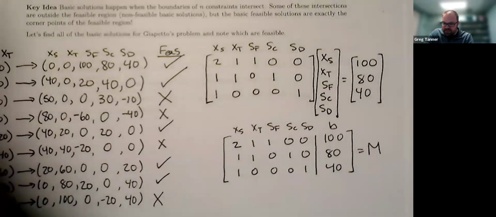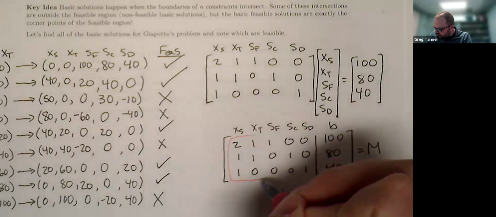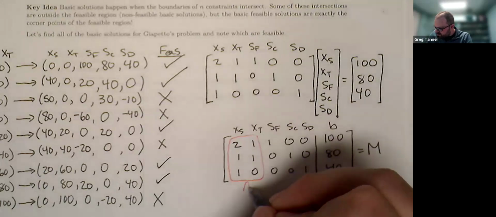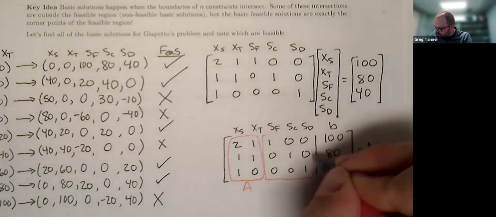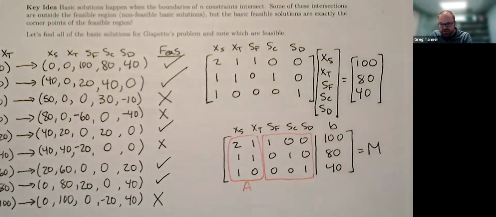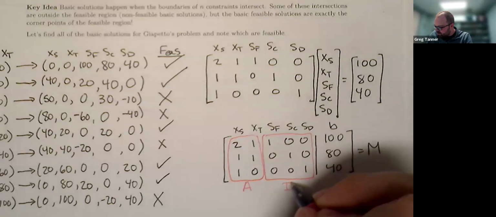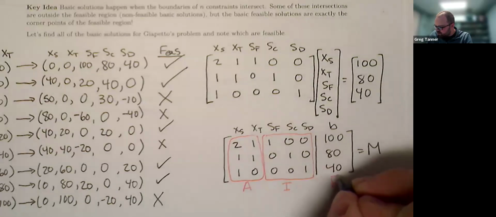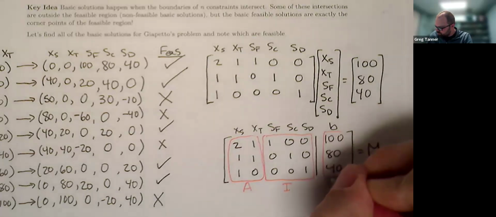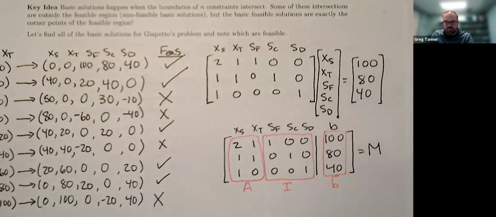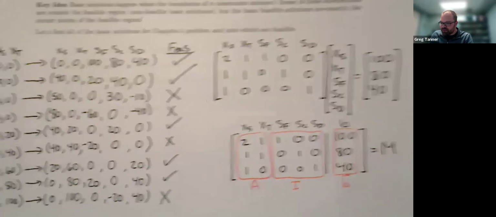You can actually see in that matrix, these two columns, that's A. This here is the identity matrix. The identity matrix has ones along the diagonal, zeros everywhere else. And then our right-hand side B. Okay, so those are the three things that we're combining together to make our M matrix.